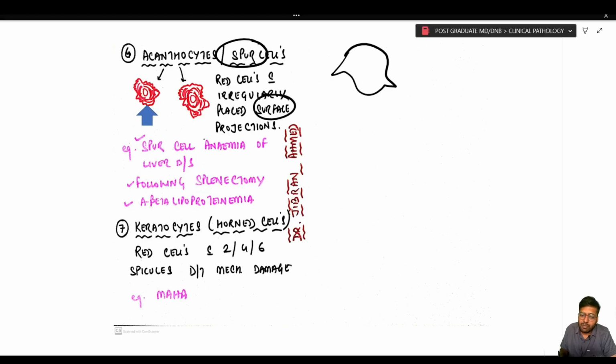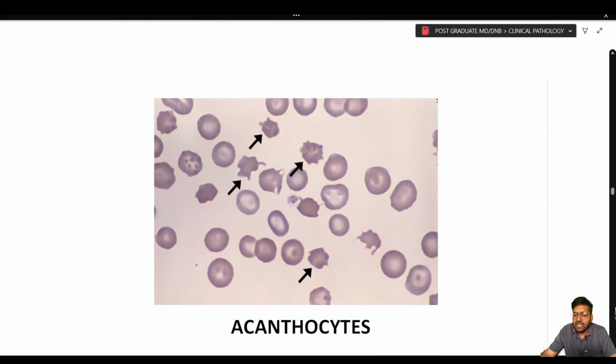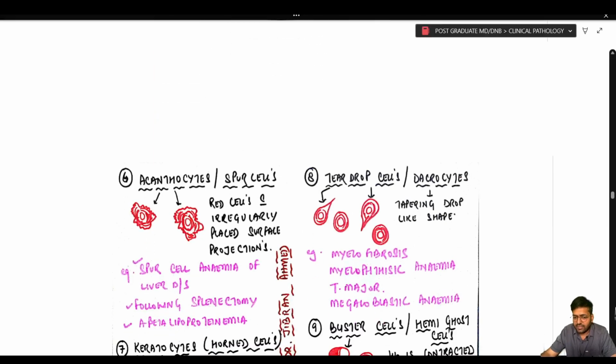Where do you see spur cells? In spur cell anemia of liver disease, following splenectomy, and abetalipoproteinemia. Then we see keratocytes or horned cells, red cells with 2, 4, or 6 spicules due to mechanical damage, again a feature of microangiopathic hemolytic anemia. So here we can see the surface projections are not uniformly spaced, as we can appreciate from this diagram. So these are called the acanthocytes.